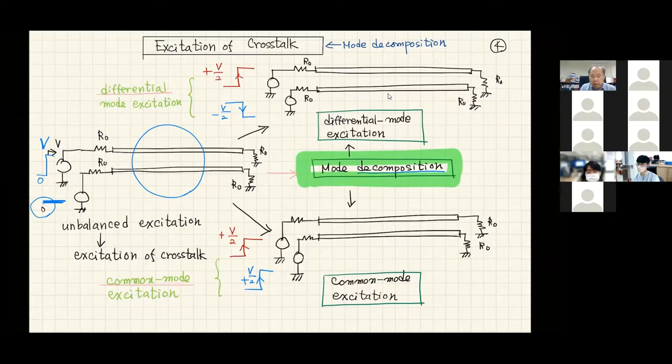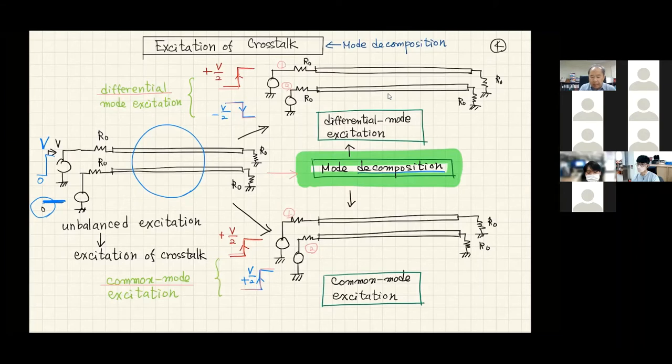In the differential mode, I'm assuming that in line one, we are applying the half voltage step, while in line two, we're gonna have negative voltage step. However, in the common mode case in line one, I'm assuming that we are applying the half voltage step. In line two, we are also applying the half voltage step.